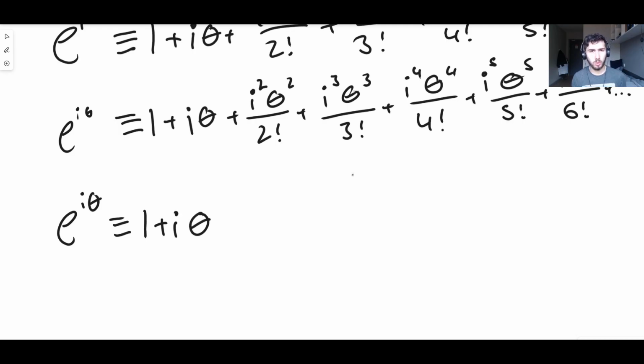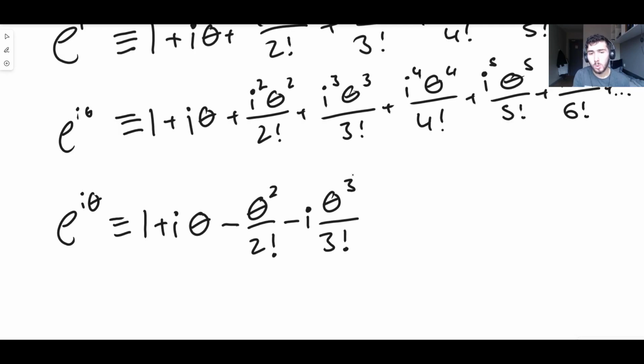We need to think about powers of i right now. i squared, by definition, is minus 1. So we get minus theta squared over 2 factorial. i cubed is just i squared times i again. So it's minus 1 times i, which gives you minus i. So minus i times theta cubed over 3 factorial. i to the 4 is just minus i times i, which is minus 1 times minus 1, which basically gives you a plus 1. So i to the 4 is 1. Theta to the 4 over 4 factorial.